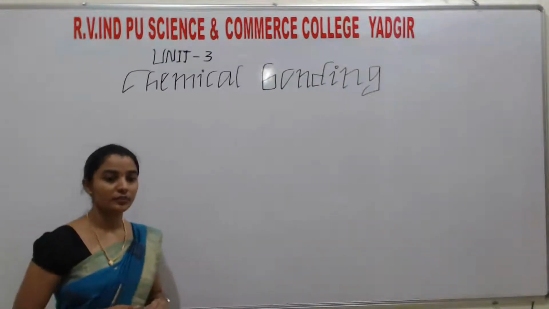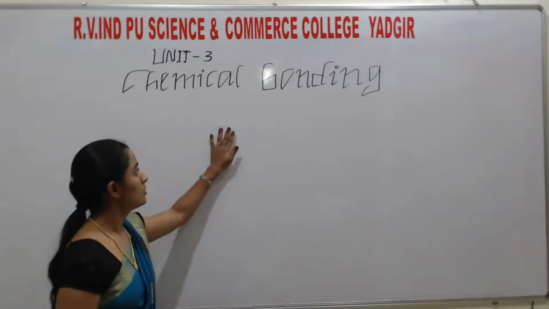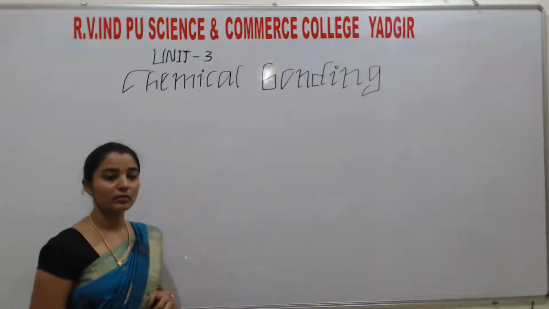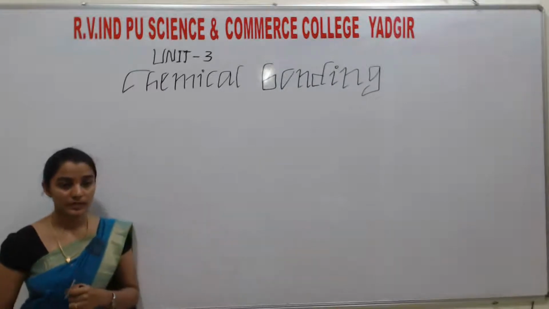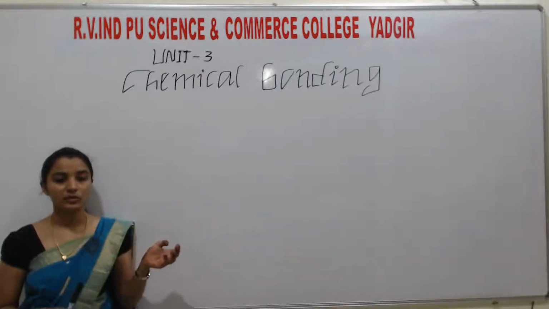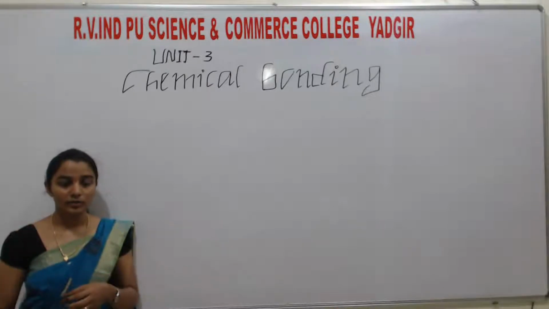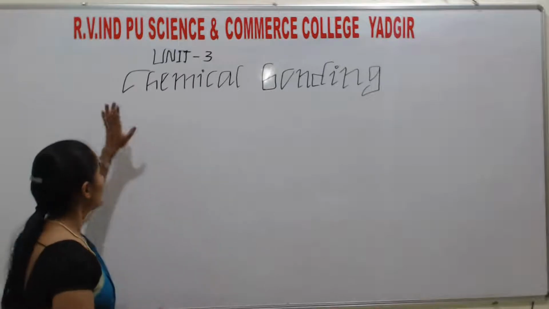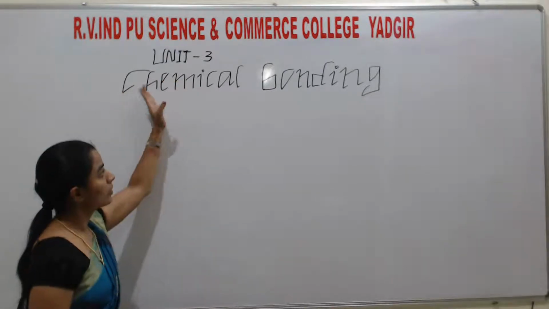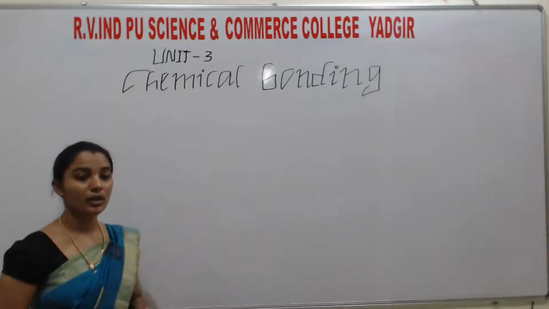Good morning, students. In the last unit, unit 2, we studied the structure of the atom: the subatomic particles present in atoms, that is neutrons, protons, electrons, the electronic configuration, and the quantum mechanical model. In today's class, unit 3, we are going to study chemical bonding.